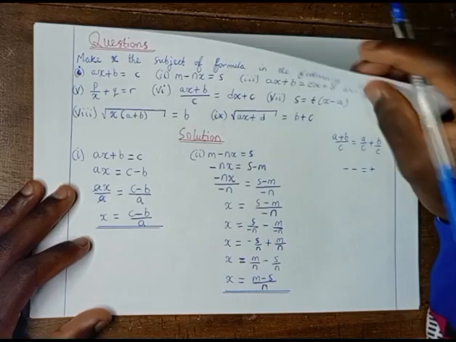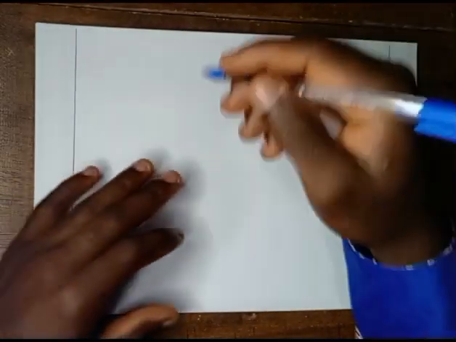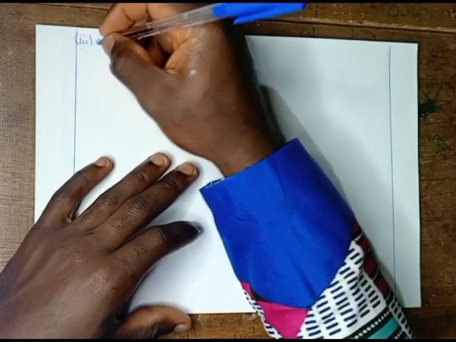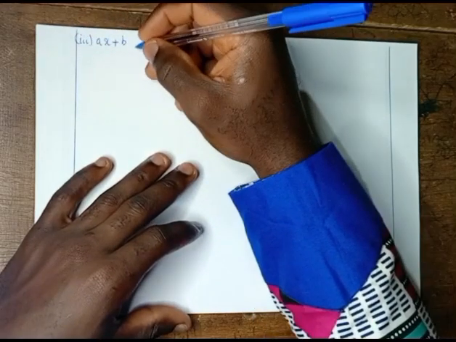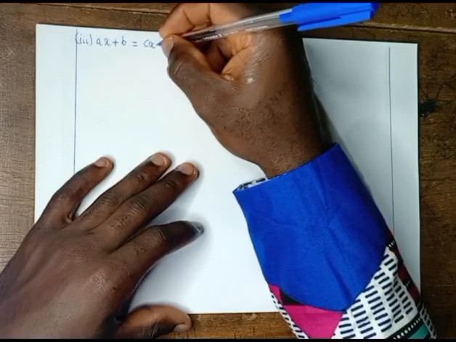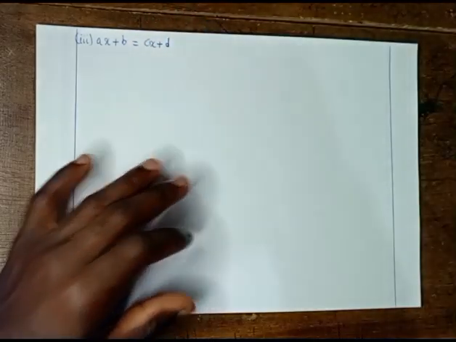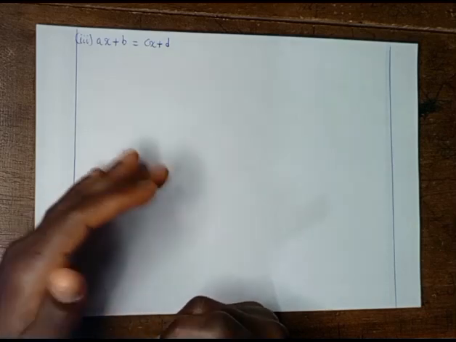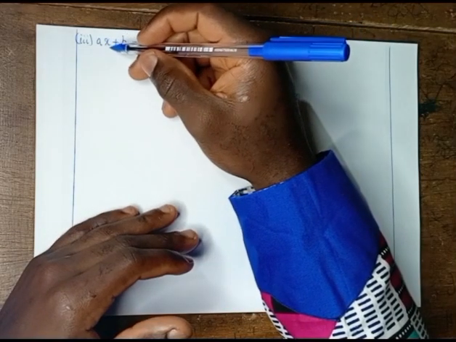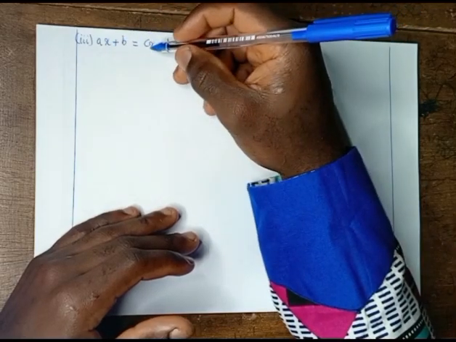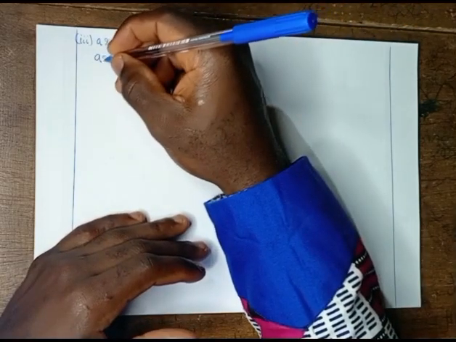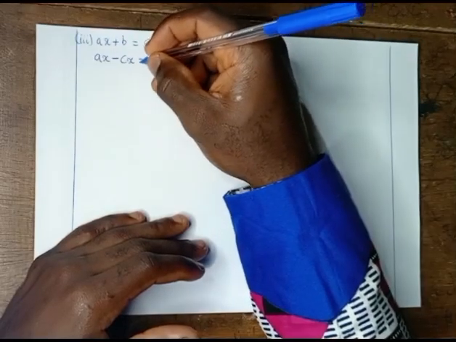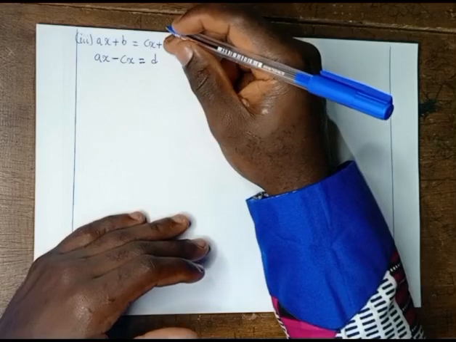Next, we go now to question 3i. For 3i, we have ax plus b is equal to cx plus d. For us to make x the subject of formula here, in this case, we need to bring the like terms together. You will see that in the left hand side, we have a term which has x. The right hand side we have a term which has x. We are going to transfer cx to the left hand side, which becomes negative cx equal to d remains here.